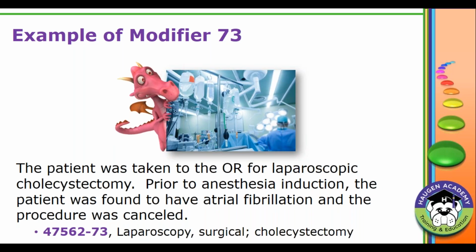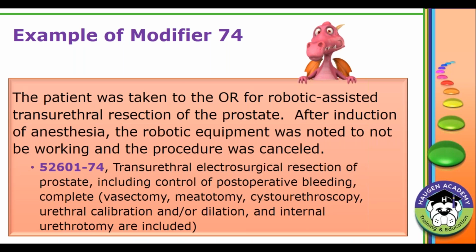An example of Modifier 73, patient was taken to the OR for a laparoscopic cholecystectomy. Prior to anesthesia induction, the patient was found to have AFib and the procedure was canceled. In that situation, we would assign the code for the intended procedure, which was a lap chole, and add Modifier 73 to show that it was discontinued before anesthesia. And again, you'll get 50% of the payment for that lap chole for that procedure.